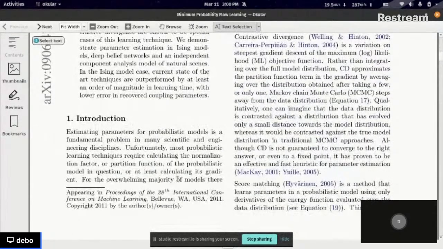Okay, now there is some introduction. In the introduction they said that estimating parameters, same thing, techniques. Okay, now these techniques require calculating the normalization partition function, or at least calculating its gradient.